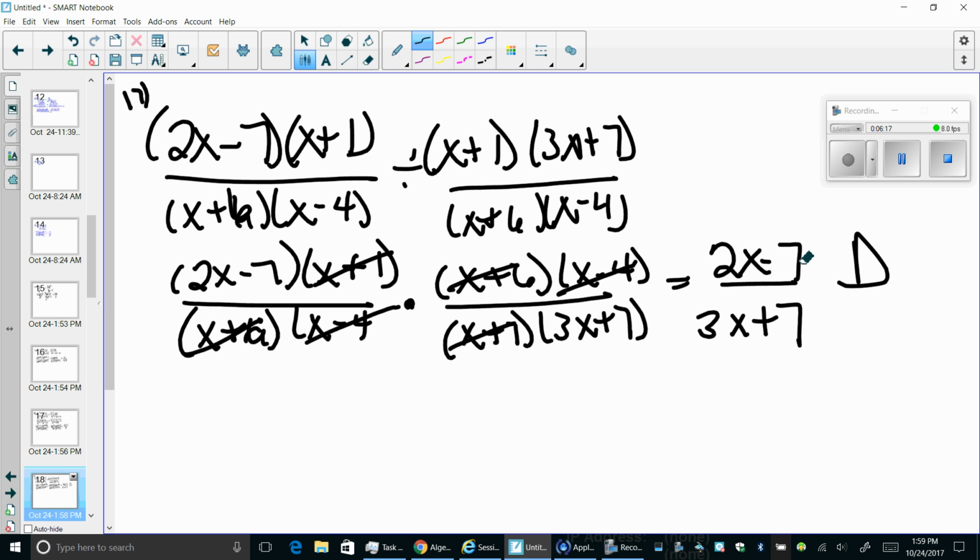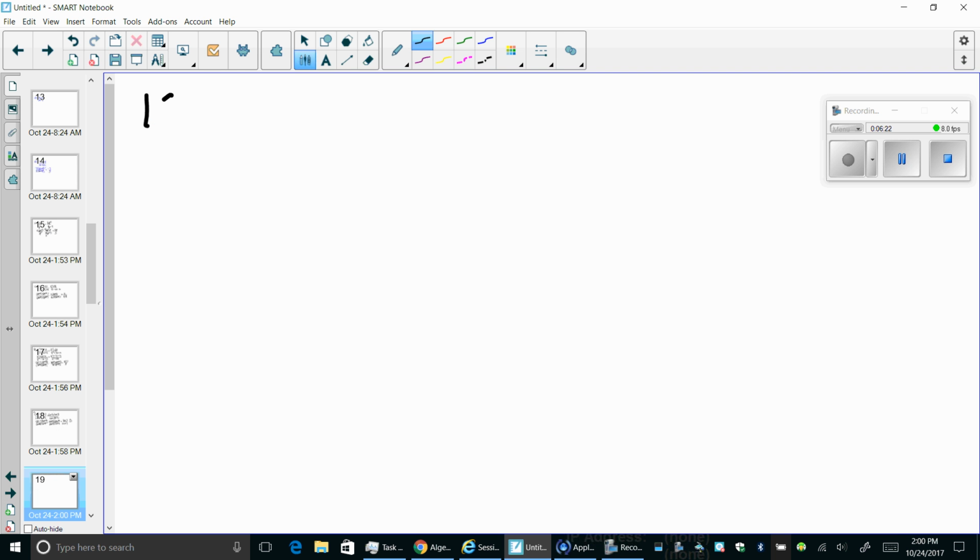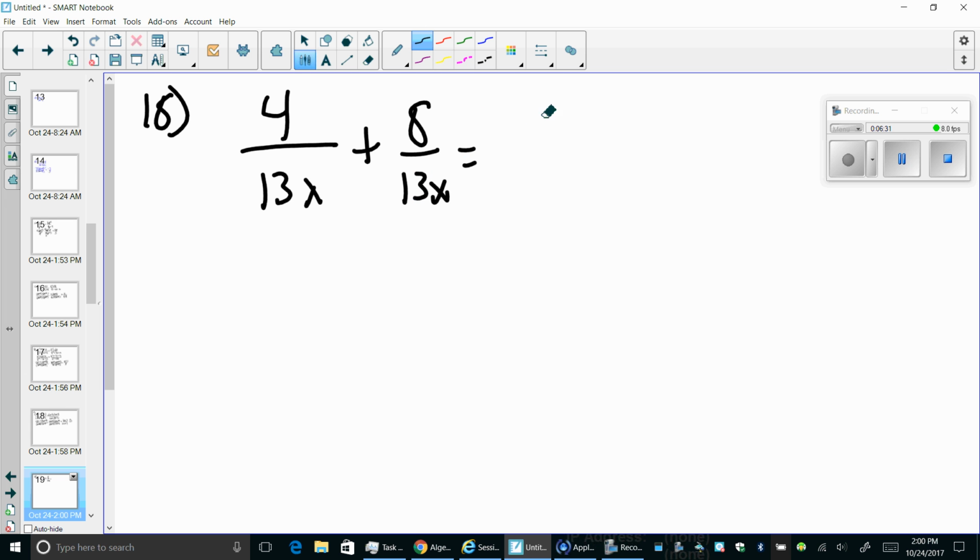All right, then we start adding and subtracting. To add and subtract rational expressions, you have to have the same denominator. So 4 over 13x plus 8 over 13x, these do have the same denominator. So on the top, it's just going to be 4 plus 8, and they share the 13x as the denominator. So it's just 12 over 13x, and that's how you do number 18. Just add them together and keep the denominator, 12 over 13x.